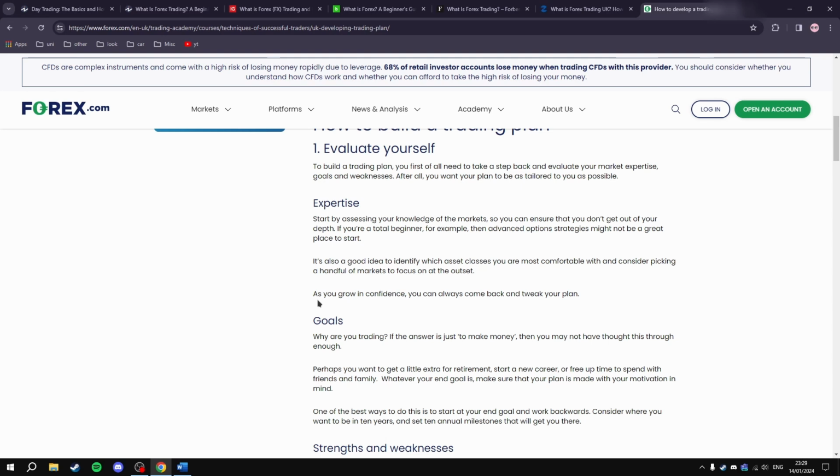It is also a good idea to identify which asset classes you're most comfortable with and consider picking a handful of markets to focus on at the outset. As you grow in confidence, you can always come back and tweak your plan.